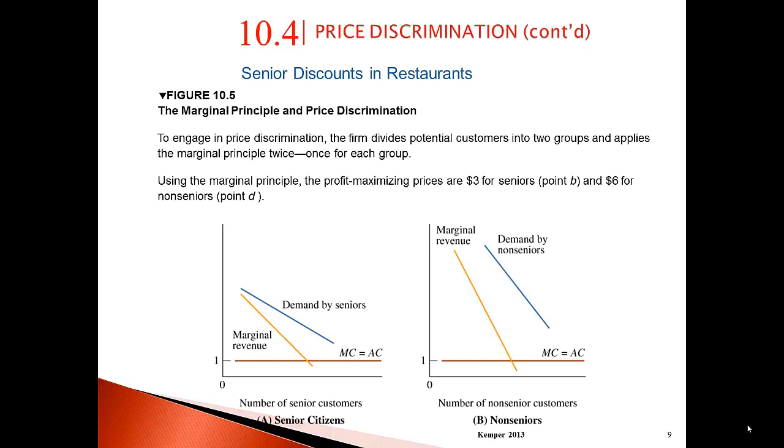This just kind of shows you the effect of price discrimination, senior discounts in restaurants. What we see is that because the demand increases as well as marginal revenue, we're going to increase the quantity sold, and therefore we're going to have a higher profit.